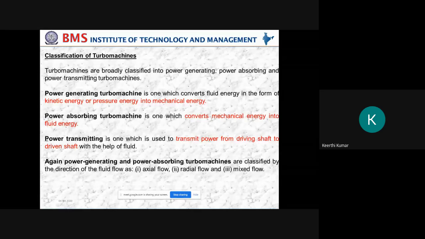But nowhere will we use this power transmitting machine further in this subject. Only for the classification purpose we will put it here. Throughout the subject, we are going to study only the power generating and power absorbing turbo machines. Again, further classification: these are classified by the direction of the fluid, that means how the fluid is flowing: axial flow, radial flow, and mixed flow. Remember these words. We will go in depth on how the axial, radial, and mixed flow look when we go through the chapters.